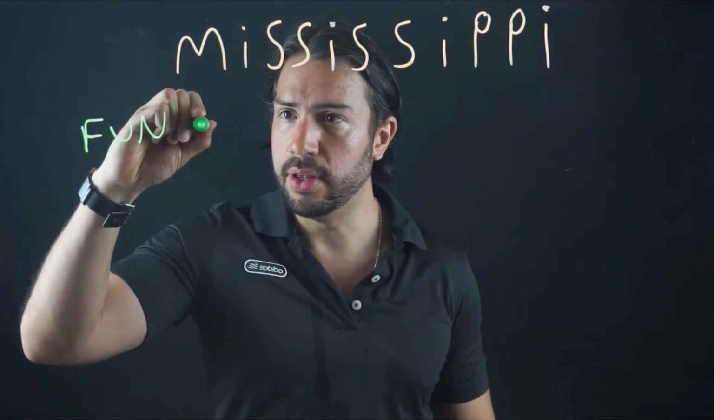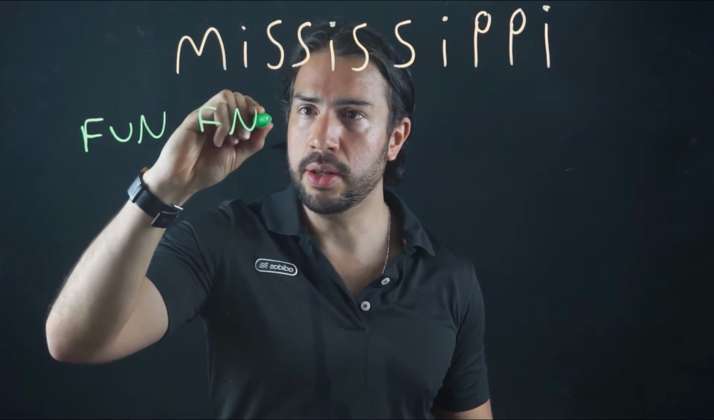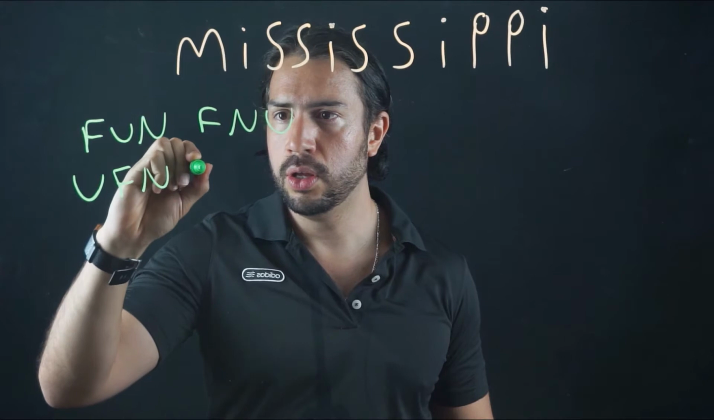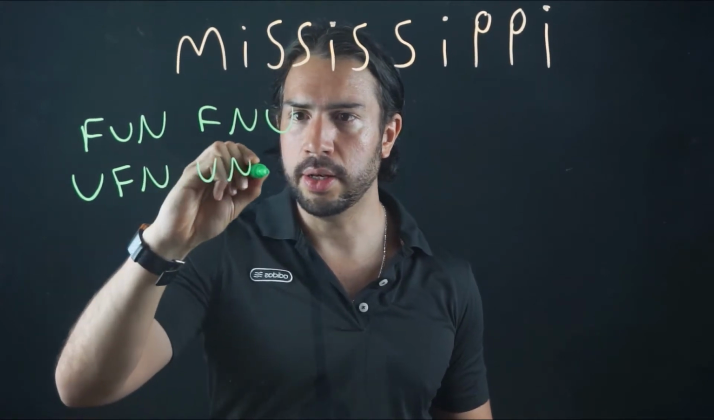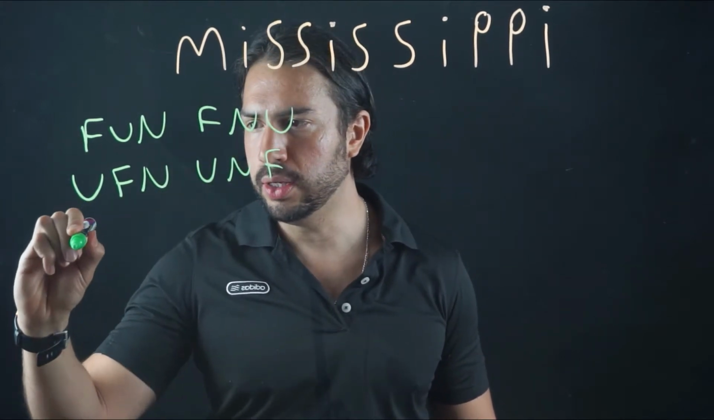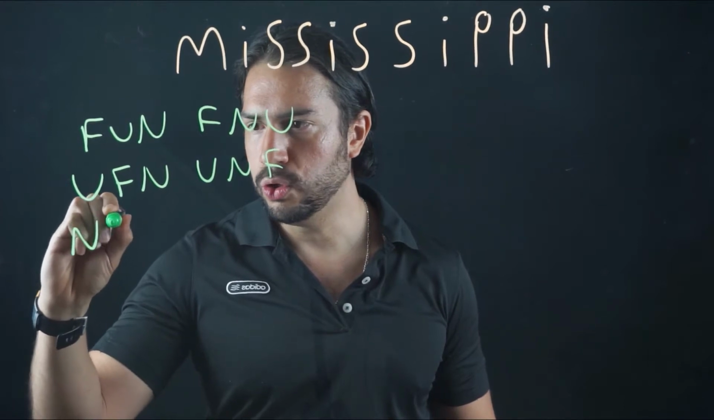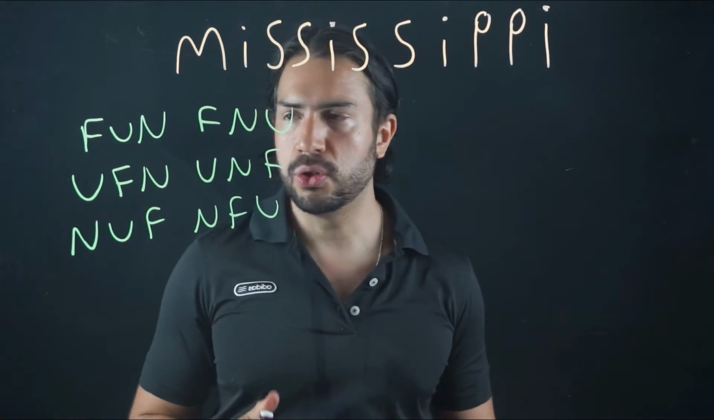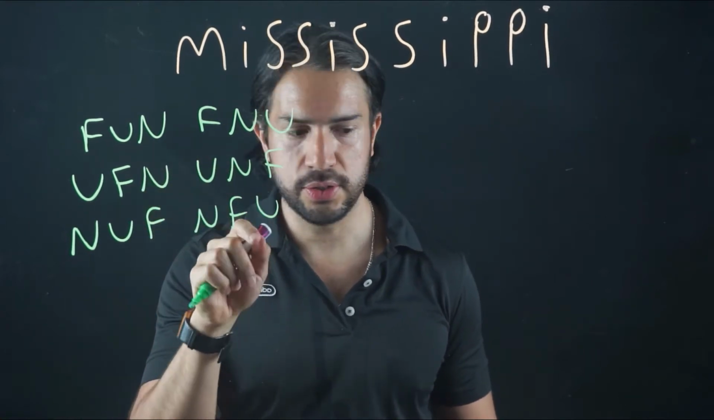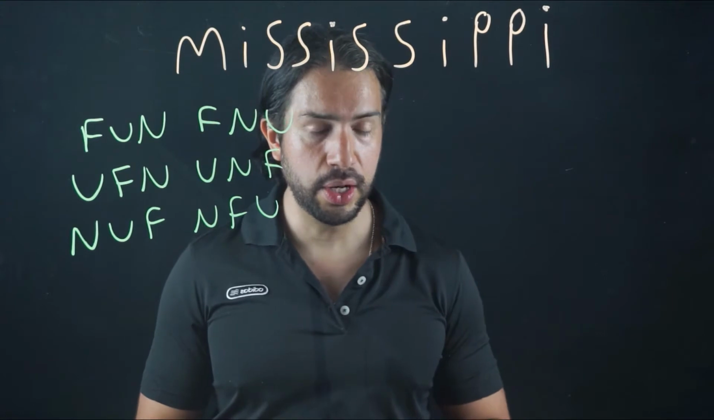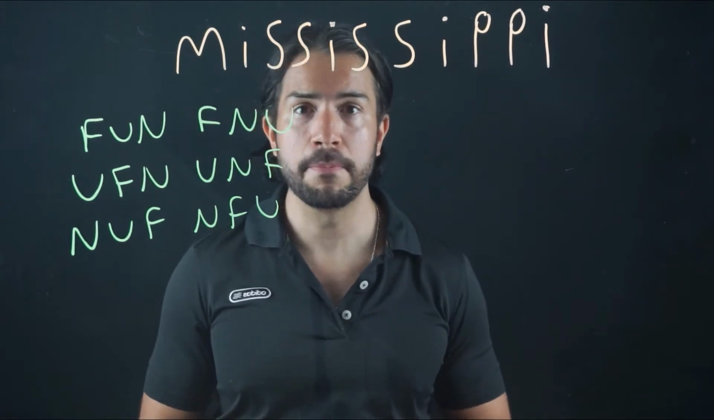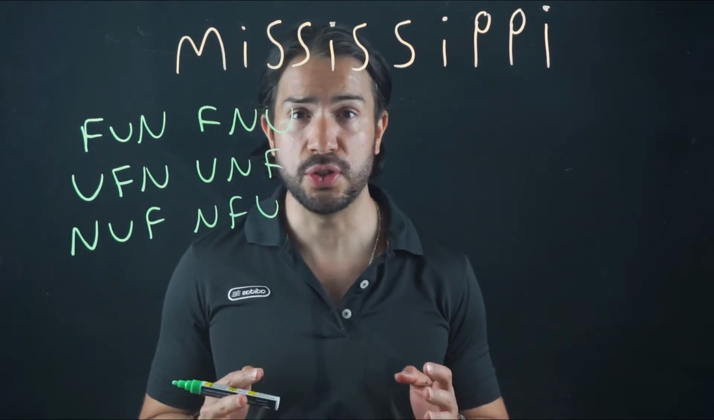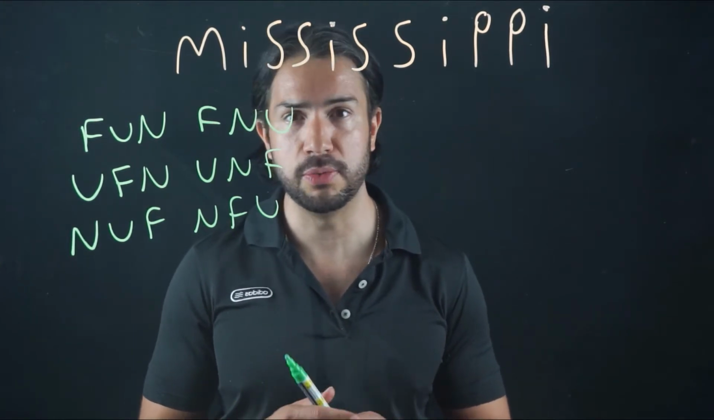We also have F, N, U. We also have U, F, N, U, N, F. And finally, we can have N, U, F, and N, F, U. That gives us a total of 1, 2, 3, 4, 5, 6 ways that we can arrange the letters in the word fun. So that's 6 arrangements or 6 permutations. That's how the textbook defined this, permutations.